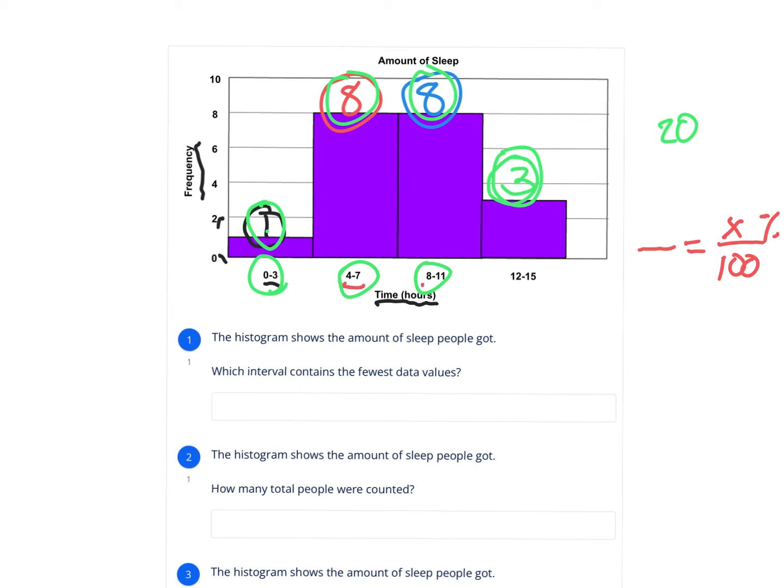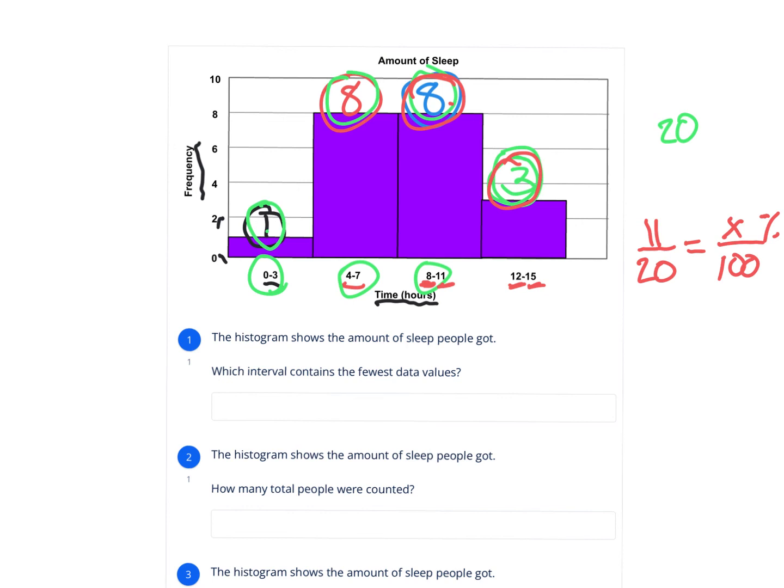So 8 or more. So 8 is right here, or more. So it could be all of these to the right. Now you can look up here. This column has 8. This column has 3, so that's a total of 11 people who got 8 or more hours of sleep. Now the total goes on the bottom, and you guys just added that up. 8 plus 8 is 16, plus 3 is 19, plus 1 is 20, so that goes on the bottom. Okay, so 11 out of 20 people got 8 or more hours of sleep.